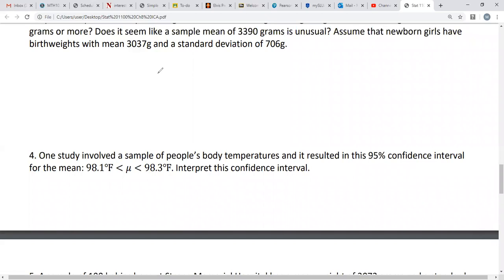Number 4 says one study involved a sample of people's body temperatures, and it resulted in this 95% confidence interval for the mean. So we've got a confidence interval for a population mean, and we know that the confidence interval is in between these two ranges. And we want to interpret this confidence interval. Actually, I will go back to blue. It's a little bit easier to read.